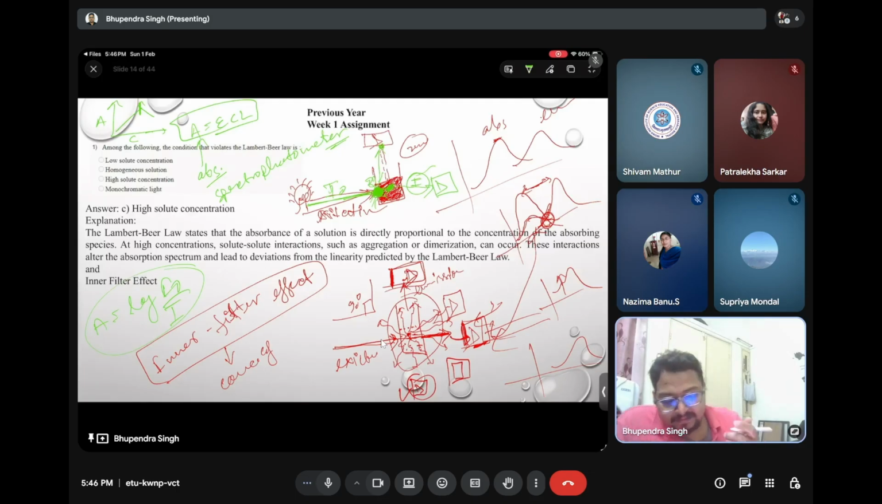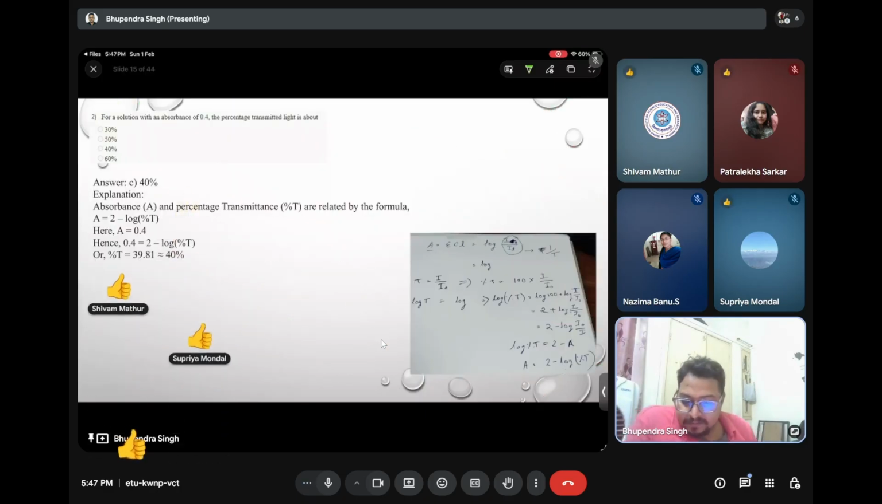Fine. Because the reasoning I have already given you, so no problem. Okay. Can I move to the next question? Yes. For a solution with an absorbance of 0.04, the percentage transmitted light is about.